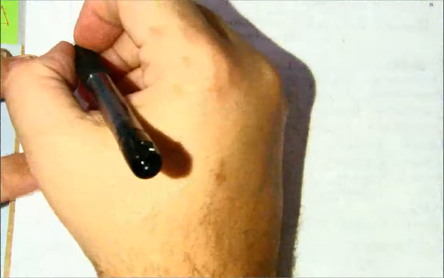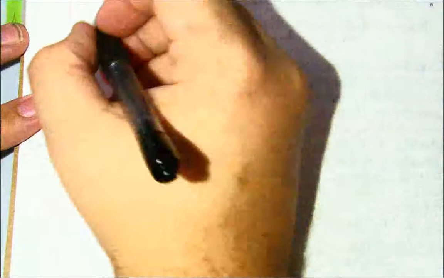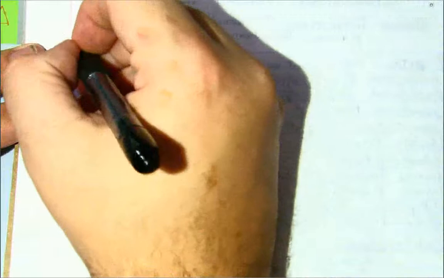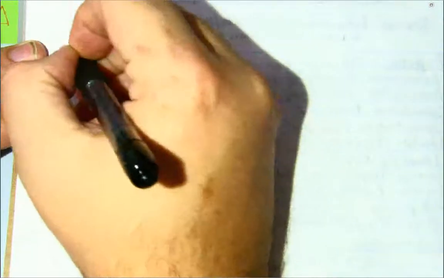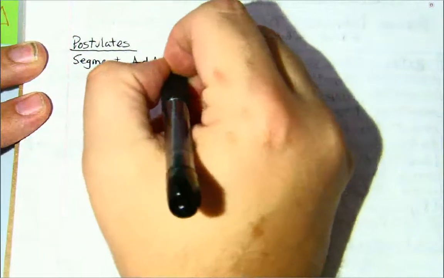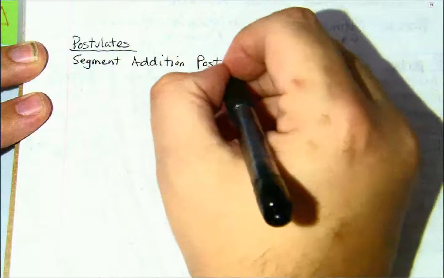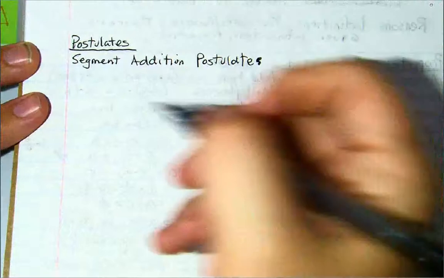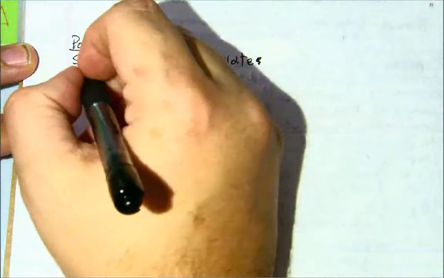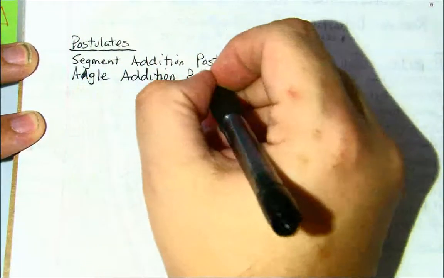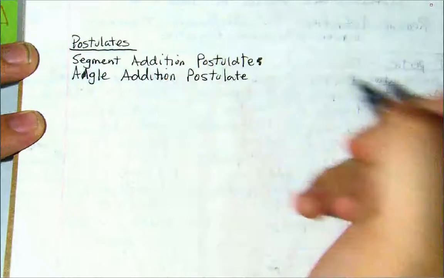Now, things that we've learned so far. We've had the midpoint definition. So when we talk about definitions, we talked about that. But I want to talk about postulates. We had the segment addition postulate. There shouldn't be an S there. We had the angle addition postulate. And these should be in your notebook somewhere. Sometimes you might need them.